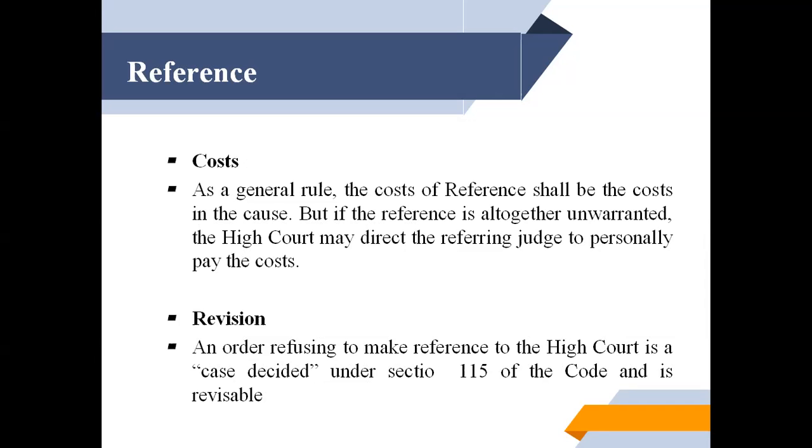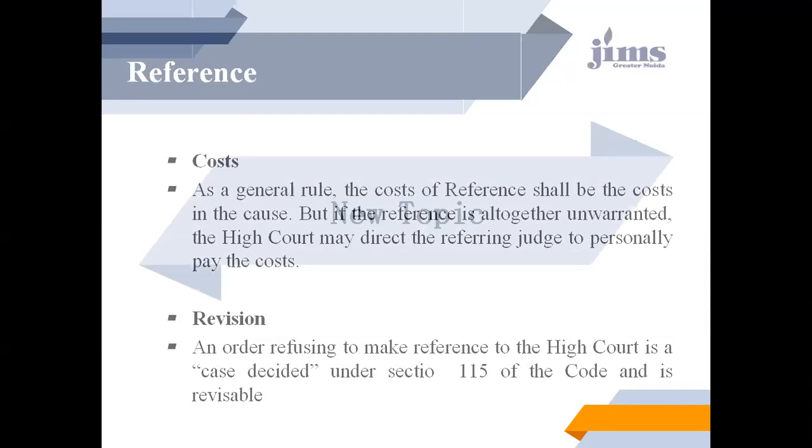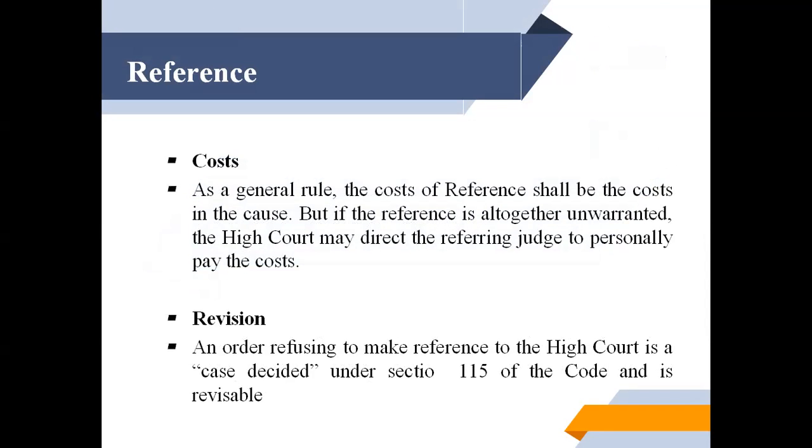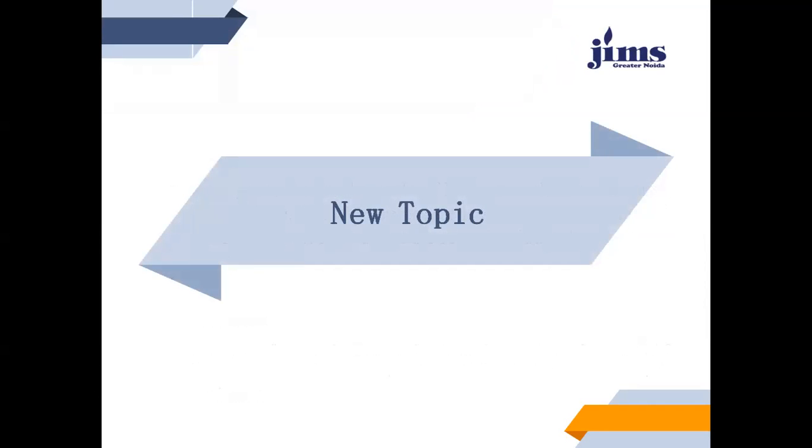Now, what is the remedy in case the reference is dismissed or refused? An order refusing to make reference to the High Court is a case decided under Section 115 of the Code, and it is revisable, meaning thereby a revision may lie. So my dear students, this is all about today's topic. Hope you have learned a lot out of it.